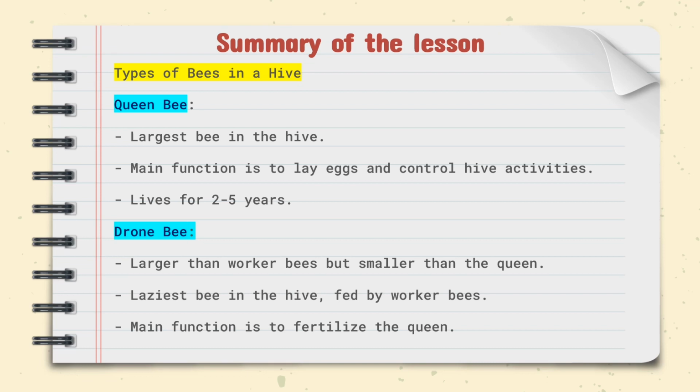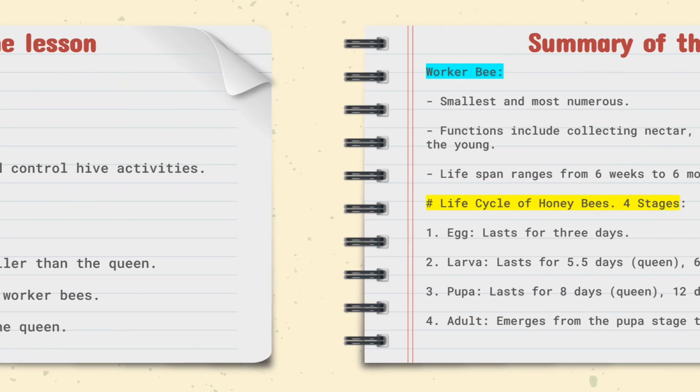Drone bee, larger than worker bees but smaller than the queen. Laziest bee in the hive, fed by worker bees. Main function is to fertilize the queen.